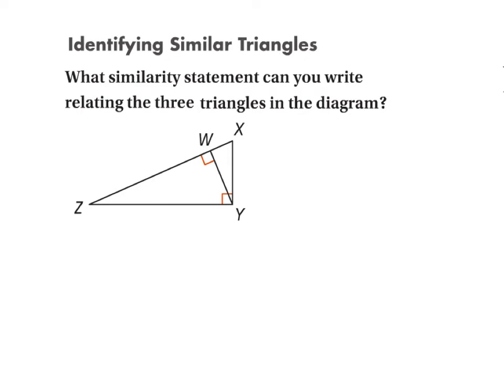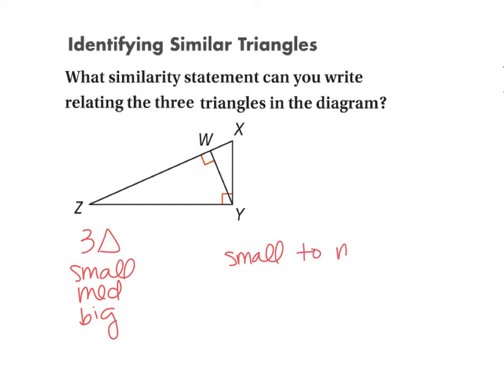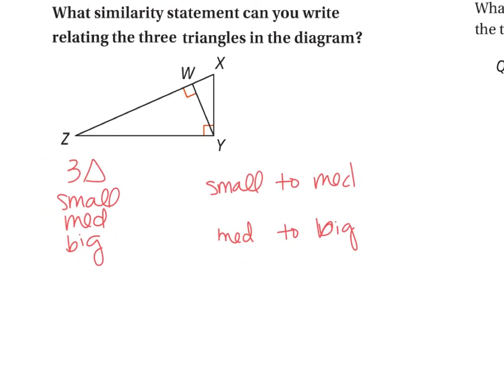So what similarity statements can you write on this? So remember, you have three triangles. You have the small, the medium, and the big, right? So you can say the small to medium triangles are similar. You could say medium to big triangles are similar. And then you can also say small to big, right? So there's going to be three different similarity statements that we're going to write.